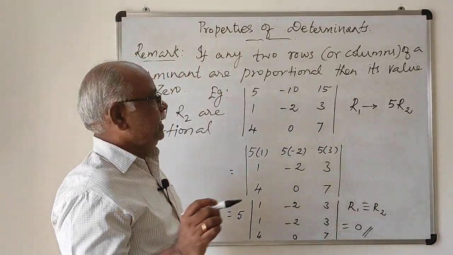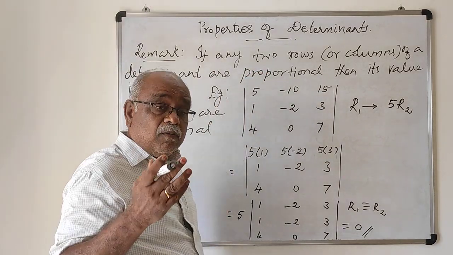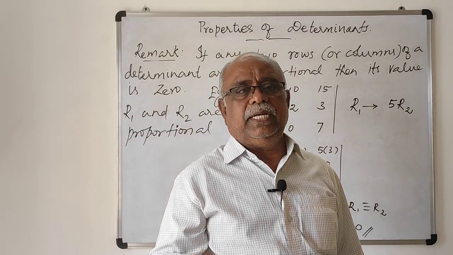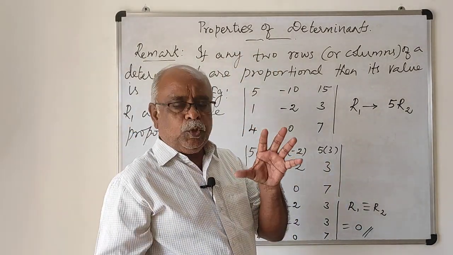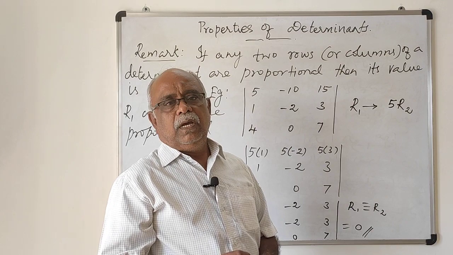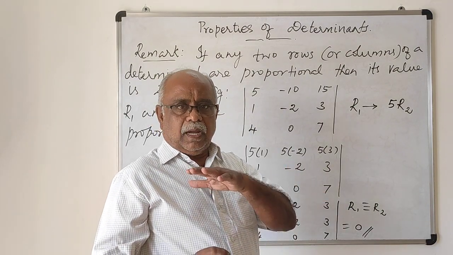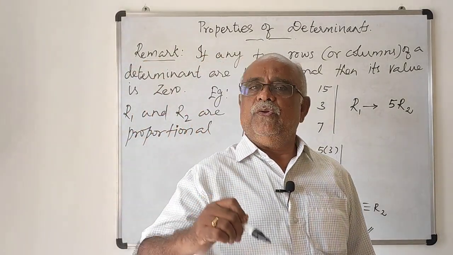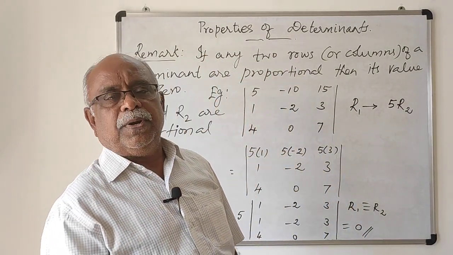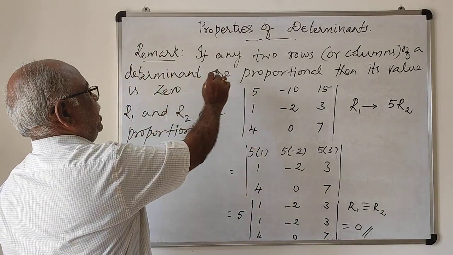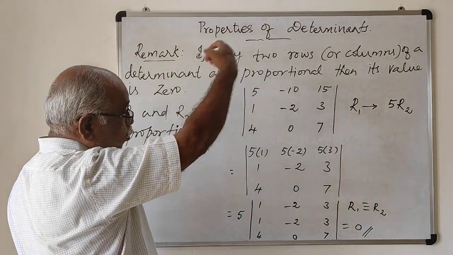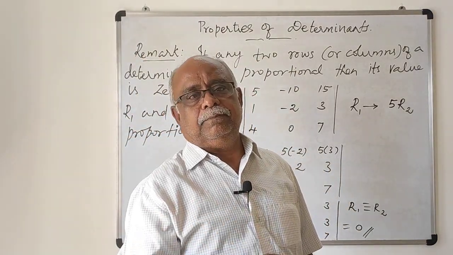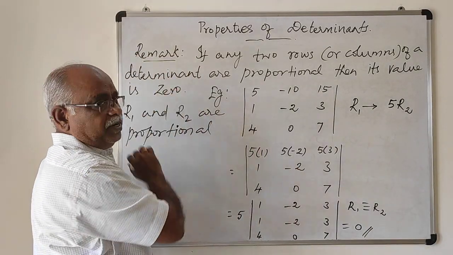Remark for the property 4, that is, if any 2 rows or columns of a determinant are identical, then the value of the determinant is 0. That is the property 4. If any 2 rows or columns of a determinant are identical, or the corresponding elements are one and the same, we have seen the determinant value is 0. And there is one remark, that is, if any 2 rows or columns of a determinant are proportional, then the value of the determinant is 0.